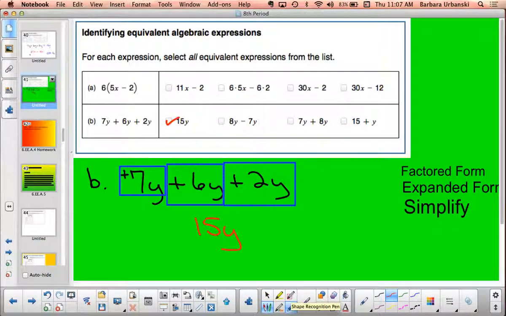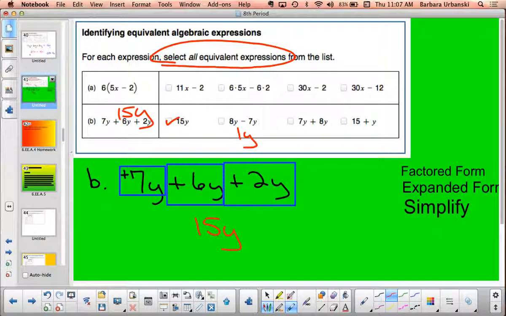I'm cautioning the students when they say 15y and that's the first choice, make sure they look that they're supposed to get all of them. Don't stop at the first choice. Read on. 8y minus 7y. Definitely like terms, and we would have a difference, and we would just have 1y, which is not what we needed. We need 15y.